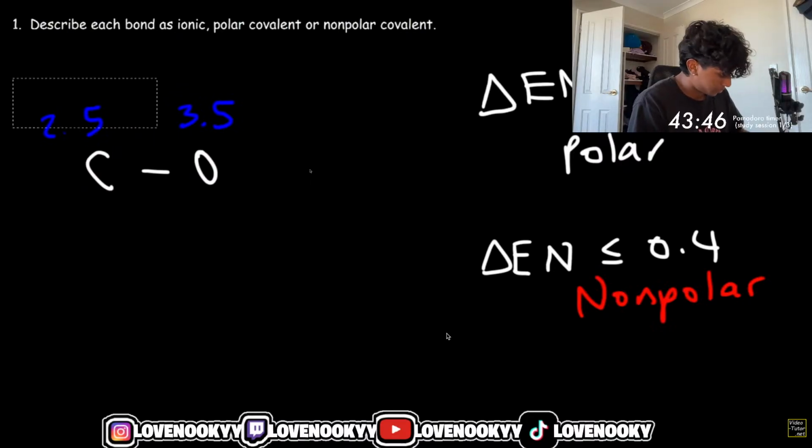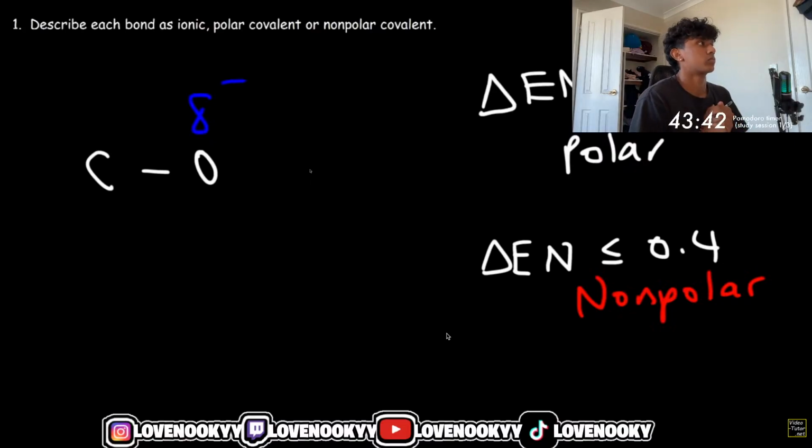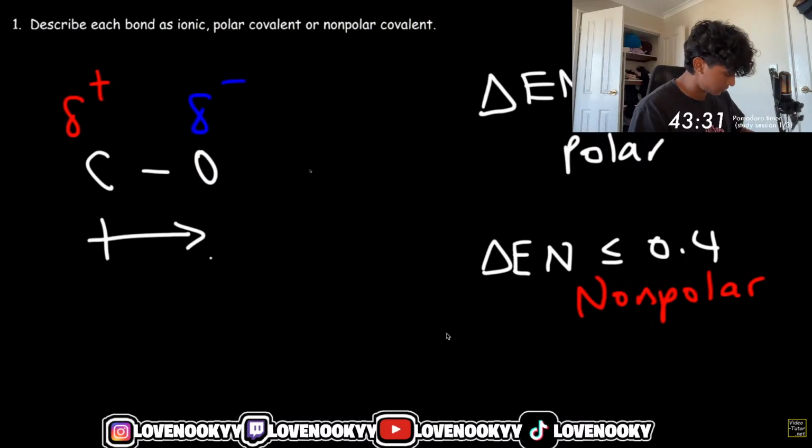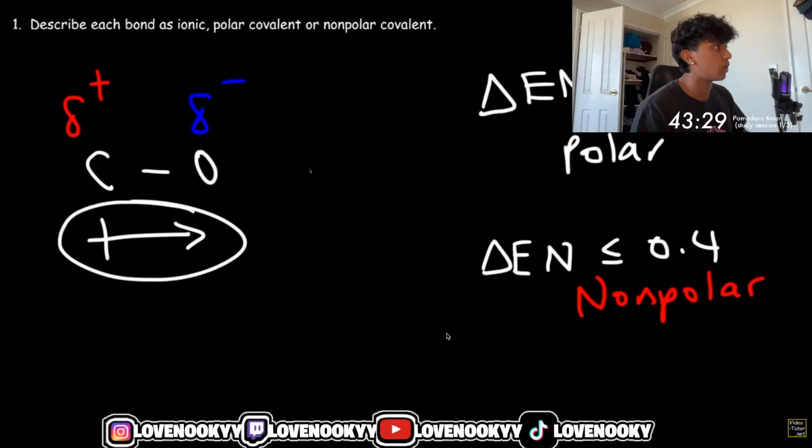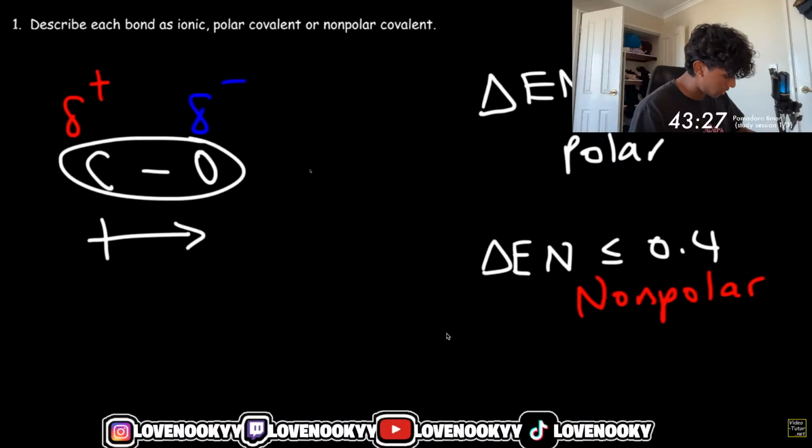Now, because oxygen is more electronegative than carbon, it's going to have a partial negative charge. And carbon, because it's less electronegative than oxygen, has a partial positive charge. So how can we indicate bond polarity? How can we show the dipole moment in this bond? You need to draw an arrow pointing towards the more electronegative element. And so whenever you see a dipole moment like this, it tells you that this bond is a polar bond.